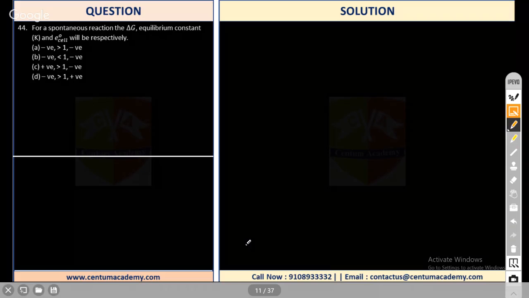All of you are getting D. Okay, so D is the right answer. Since the process is spontaneous, the reaction is going in the forward direction. Okay, and only the forward reaction is possible.